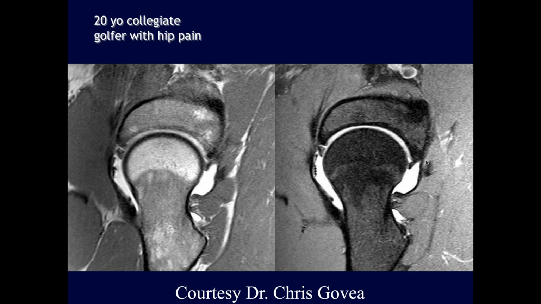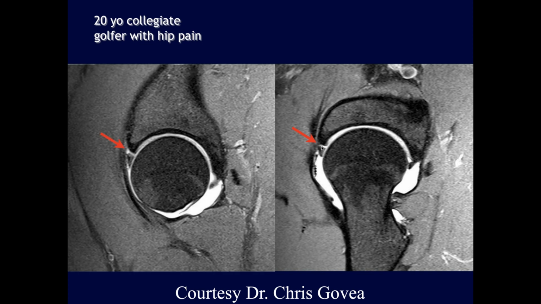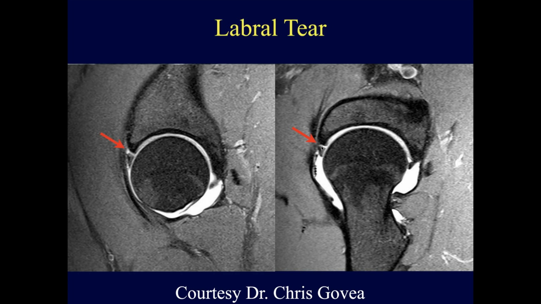Okay, so this is a 20-year-old collegiate golfer with hip pain. We have axial oblique arthrogram images of the hip, and there's some contrast signal intensity along the chondrolabral junction of the anterior superior labrum. This is compatible with a labral tear. Yes, so it's an anterior labral tear. Good.